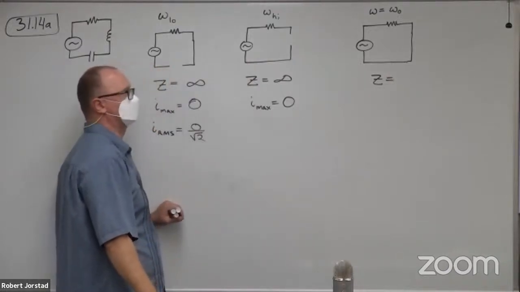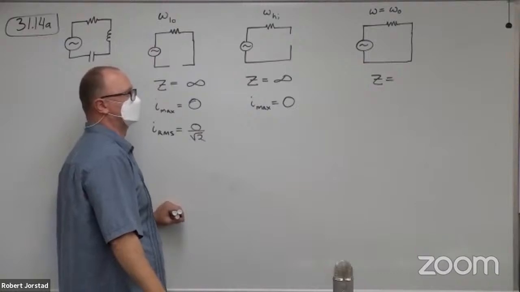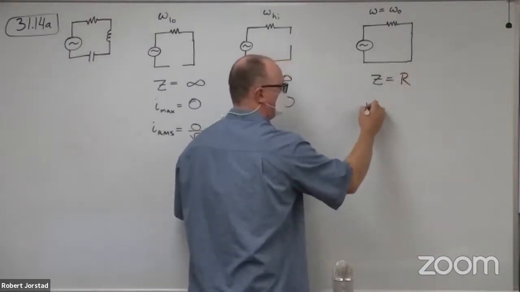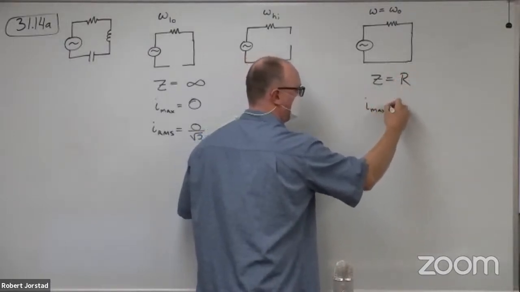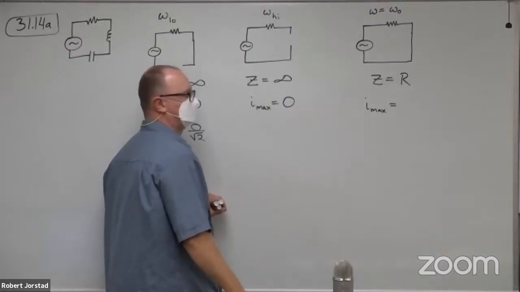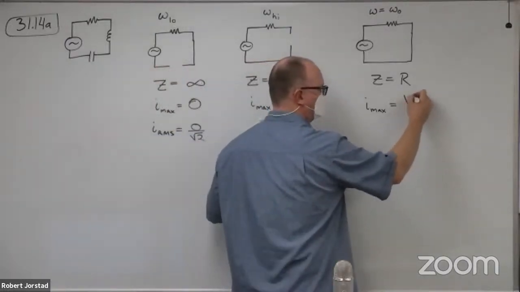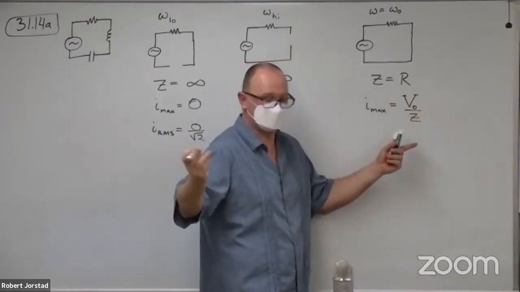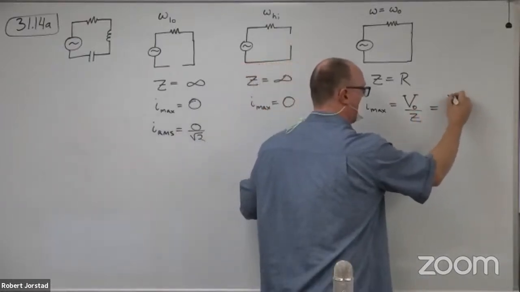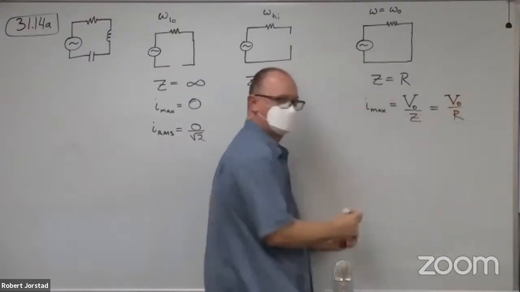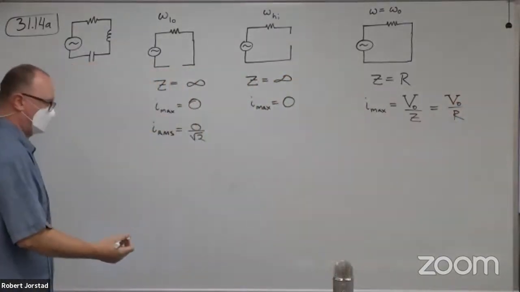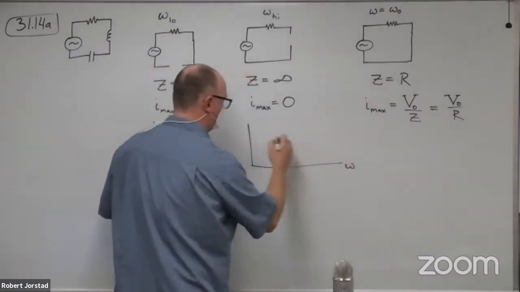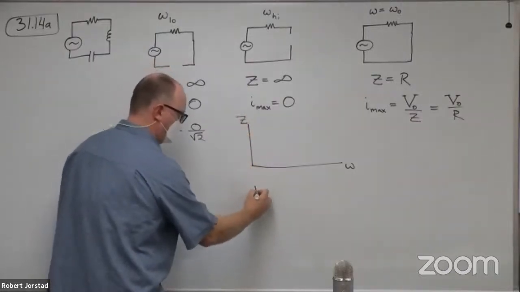Not 0. R. What is Imax? V over R. And I would say V naught over Z, which in this special case, nice, Efren, it's V naught over R. Do you agree? Nice. Okay, let's rock.